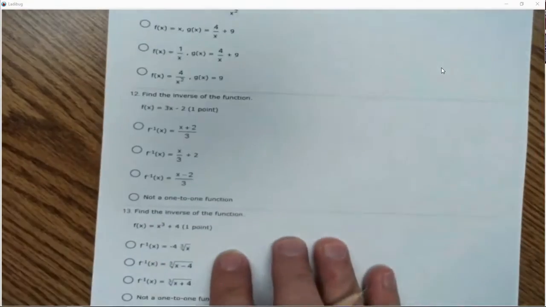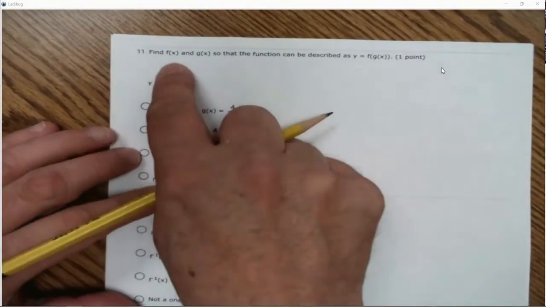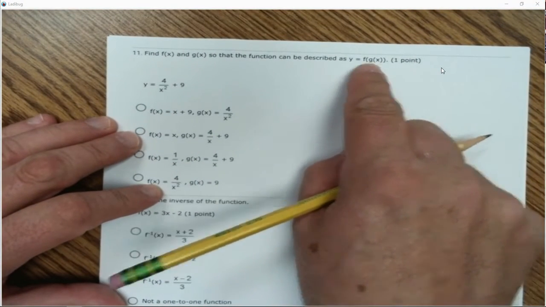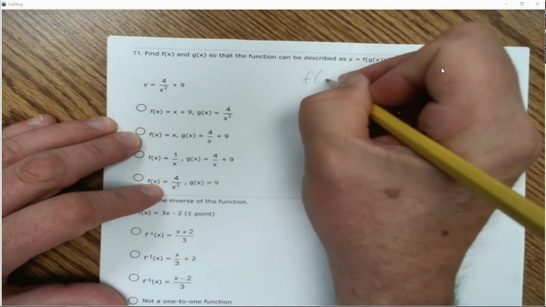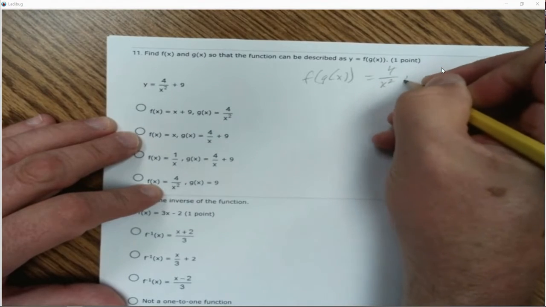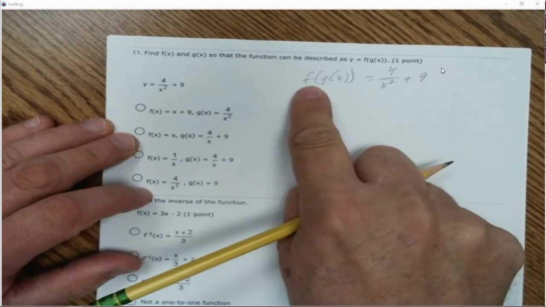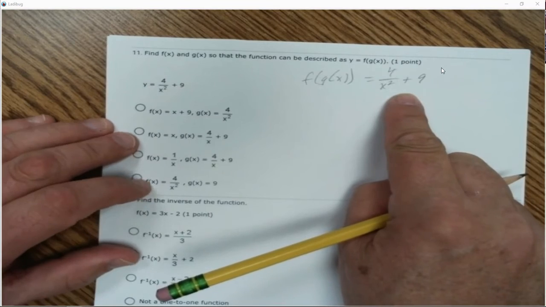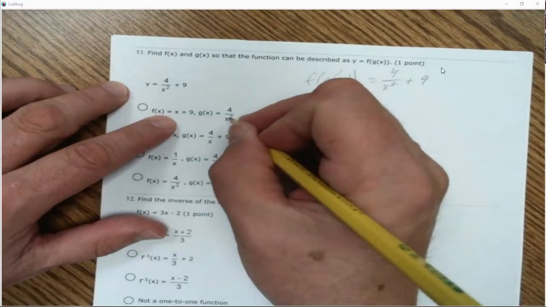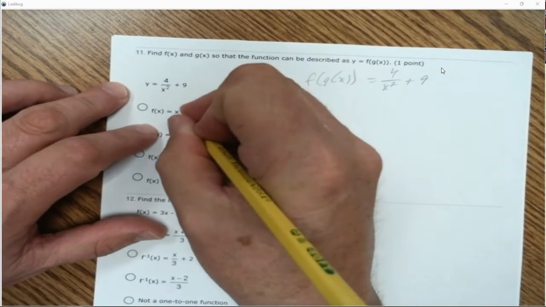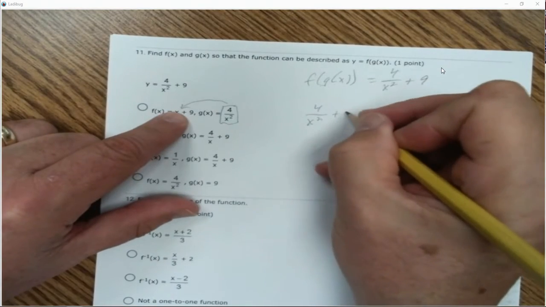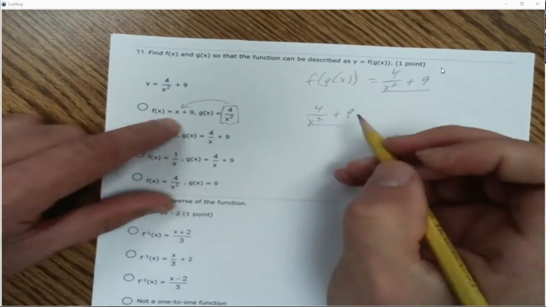Number 11. Find f of x and g of x so that the function can be described as y equals f of g of x. So if this is the y, so if this is f of g of x, and it's 4 over x squared plus 9, that means we took g of x and we substituted into the f, and we ended up with that. So what's the possibilities? X plus 9 and substituting in this. So if it starts at x plus 9, we substitute this in for the x. So that would make it 4 over x squared plus 9. Hey, that works. It looks like it's that one.